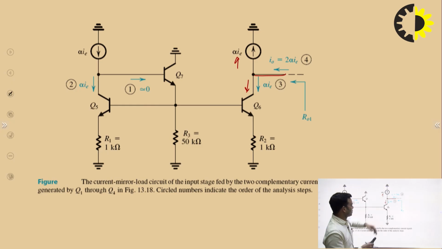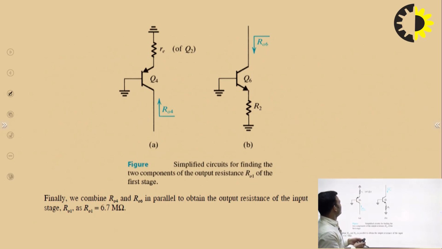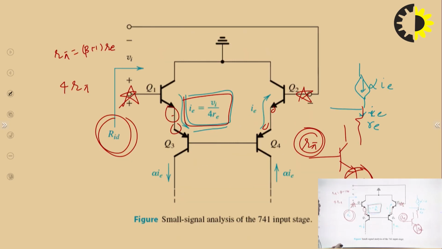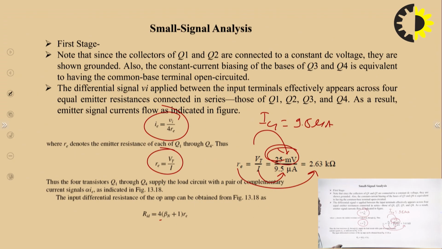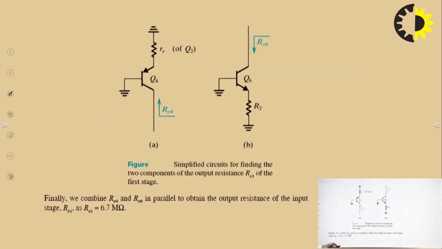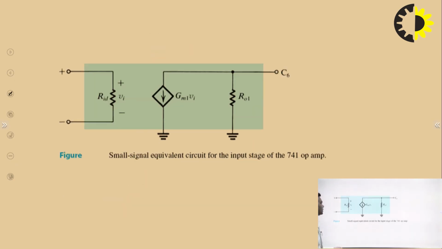And you know the transistors which make the output are transistor Q4 and Q6. So in this way you can put the values, and now you know that these two transistors will come in parallel and their parallel combination will provide the output resistance of stage 1. You have already found the values of RO4 and RO6. So if you put them together in parallel, you will get the output resistance.